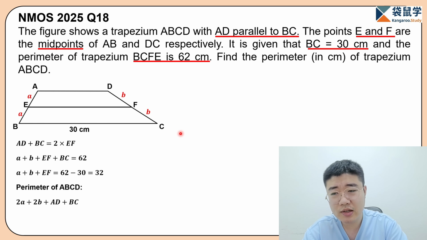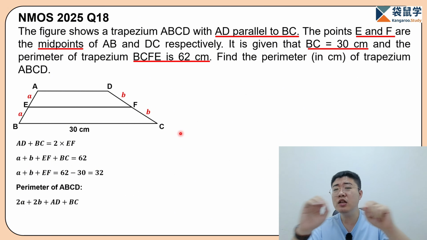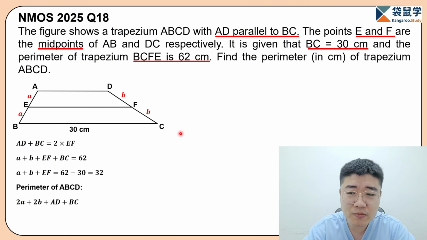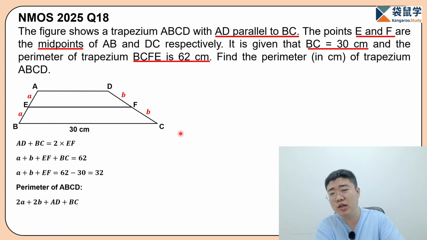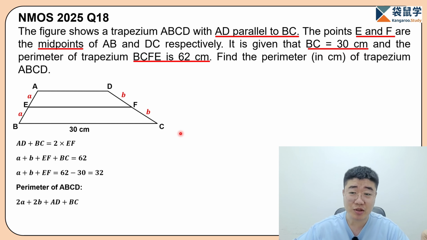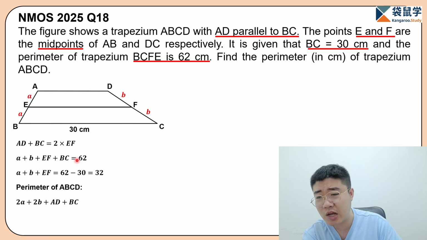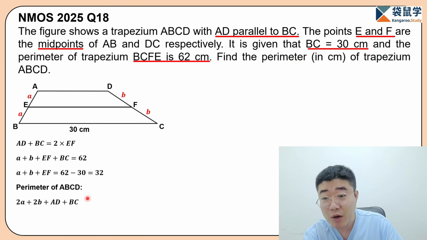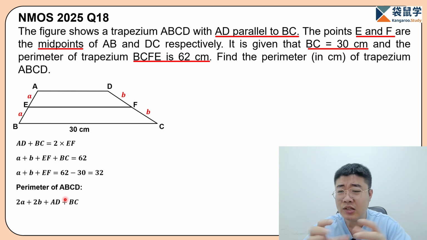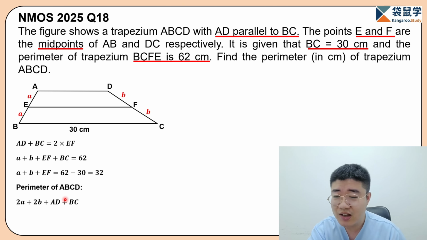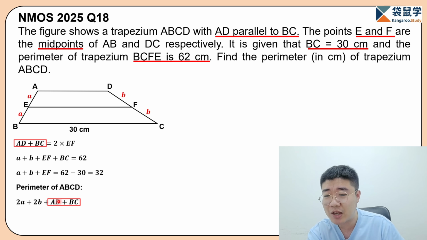So let's think. Does this part, AD plus BC, look familiar? Just now, after we rotated the bottom half of the trapezium to the other side, what shape did we get? We got a parallelogram. And the conclusion we have gotten just now is that in this parallelogram, 2 times the middle line EF will equal AD plus BC. But now we notice what they are asking: AD plus BC. So this is asking for the same thing here.